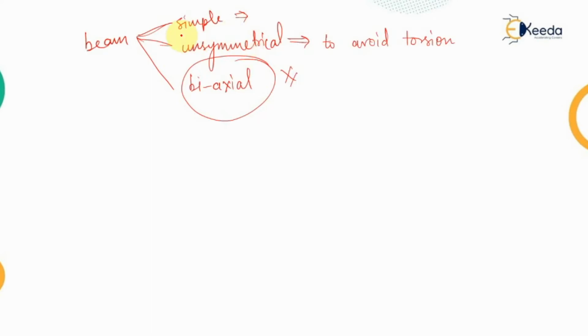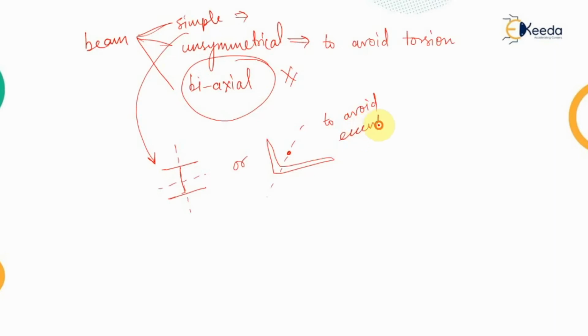Now for simple bending to occur, the load must pass through the plane of symmetry, or in case of an unsymmetrical section, the load must pass through the shear center so as to avoid eccentricity. To avoid eccentricity, we are providing the load through the shear center. So this is the shear center at which, if we apply the load, there will be no torsion.